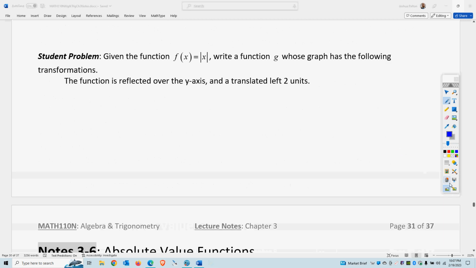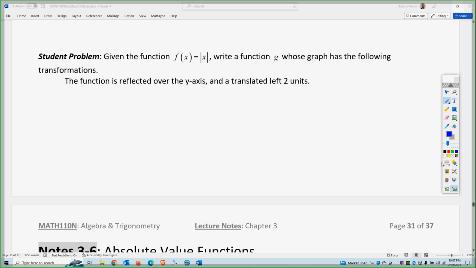Okay, so according to the student problem, we're taking the absolute value function, we're reflecting over the y-axis and translating 2 units to the left. Translating 2 units to the left comes first. So that's f of x plus 2, because the inside plus 2 moves left 2. So that gives me the absolute value of x plus 2.